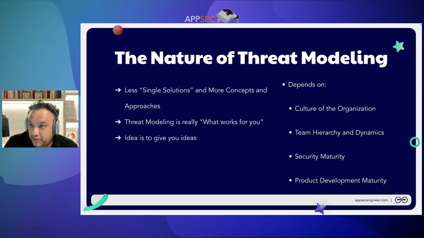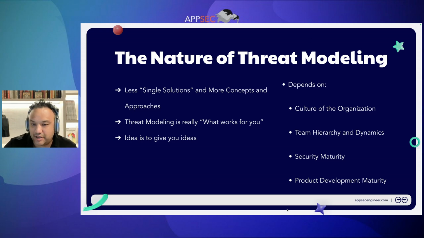And there are certain things you should be doing, and that basically makes it a more effective threat model. But that doesn't mean you have to only do one thing or one set of things, right? The idea of this course or this workshop is to give you ideas. So that's something that I want you to keep in mind.